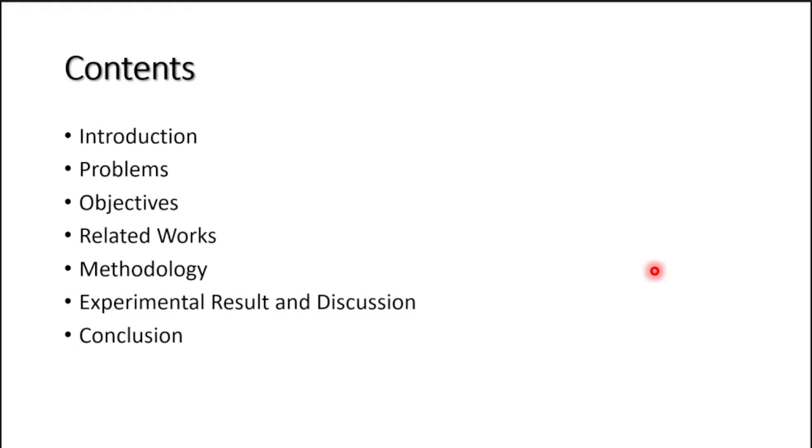So before we begin our presentation, basically I would like to list the contents for my presentation today. First of all, I would like to introduce the basic idea about the grey oyster mushroom. Secondly, we will talk about the several problems that have occurred in this agriculture issue related to grey oyster mushroom, and we will talk a bit about the objective, and then later on we will talk about the most common related works which relate to the grey oyster mushroom.